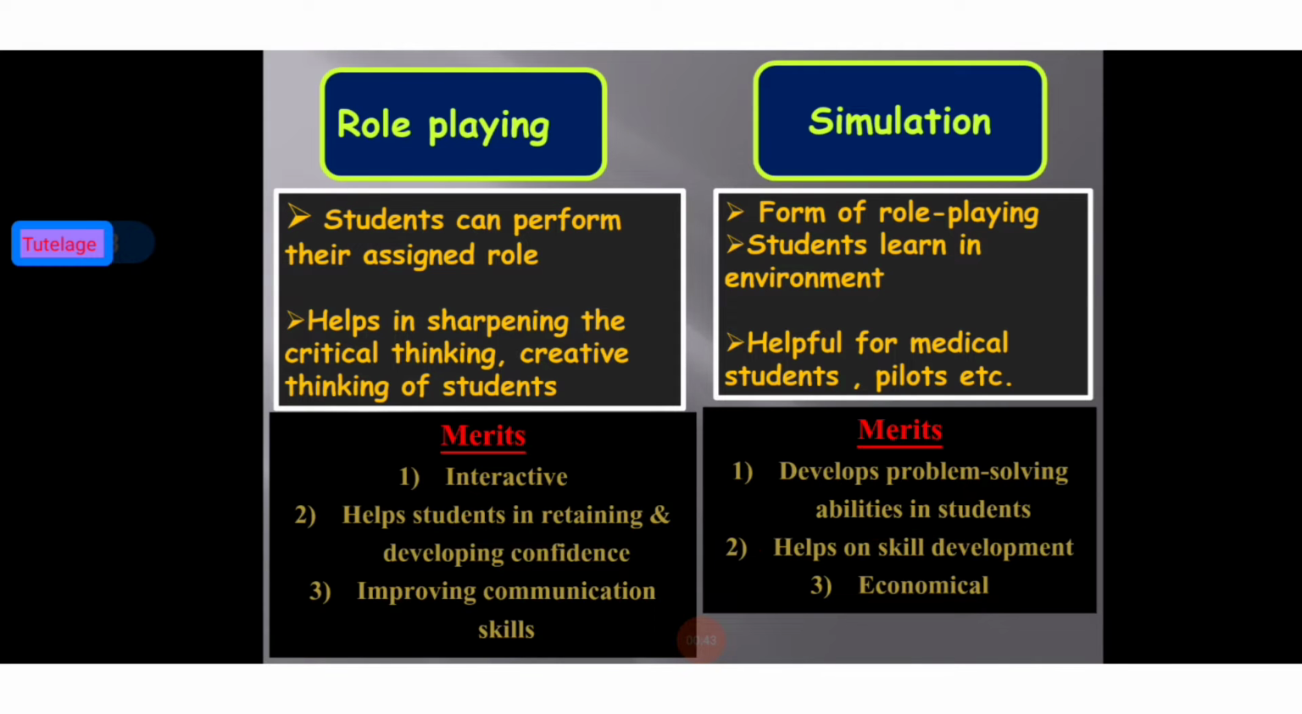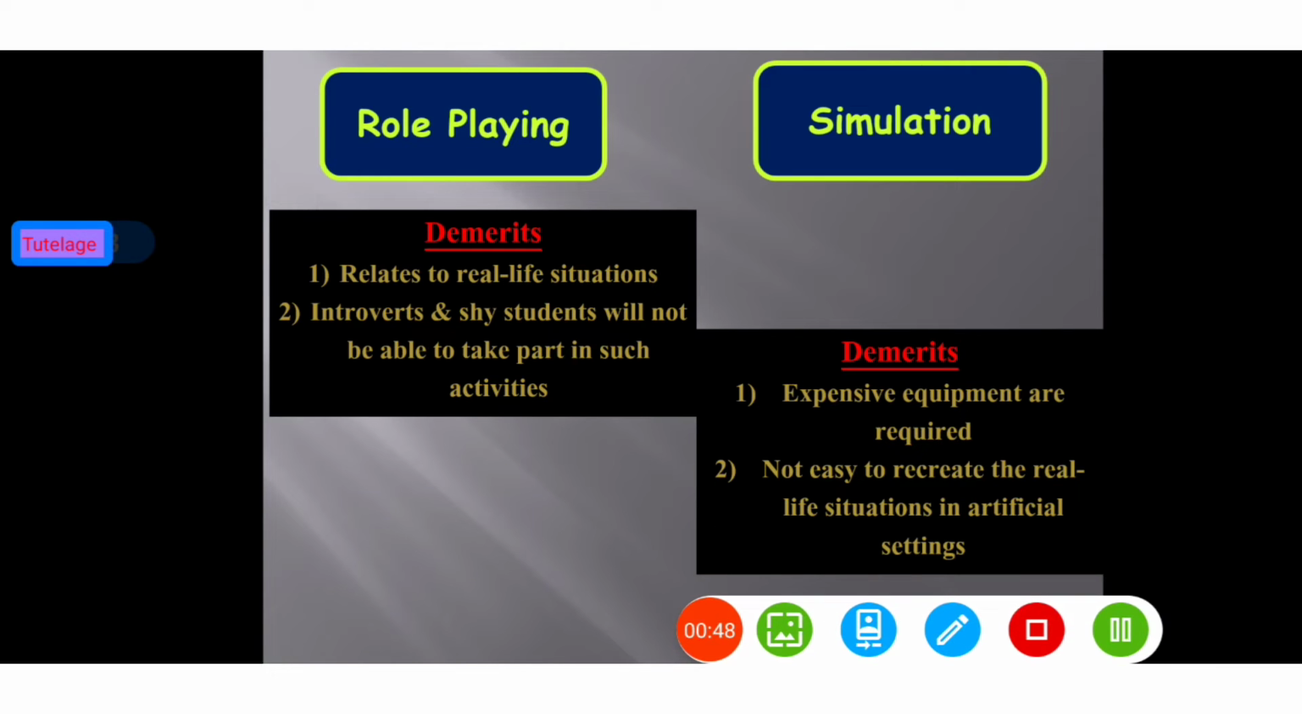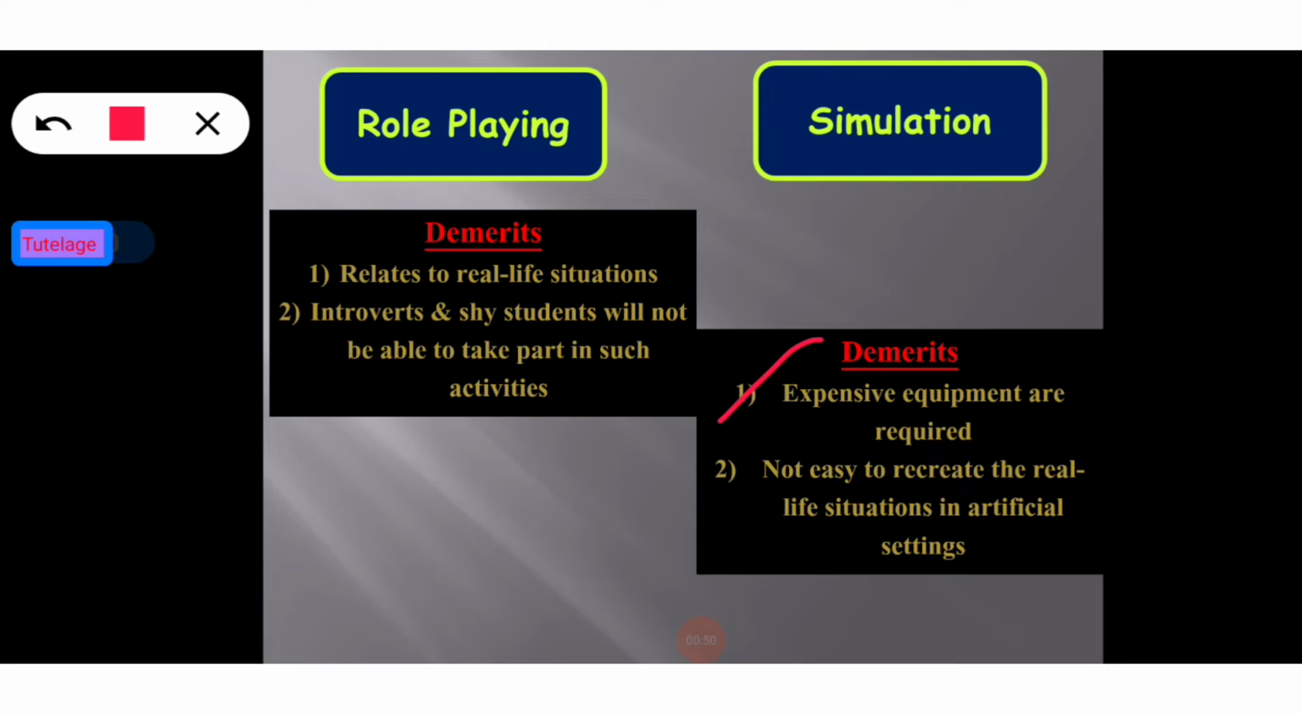Now move on to some demerits of the simulation method. The first one is that expensive equipment may be required. Sometimes expensive equipment is required for training, which is one of the most important demerits of the simulation. Now going to the second point, it is not easy to recreate the real life situation in artificial settings due to its complex nature, so that's why it is one of the most important demerits of the simulation method. So now move on to the next method.